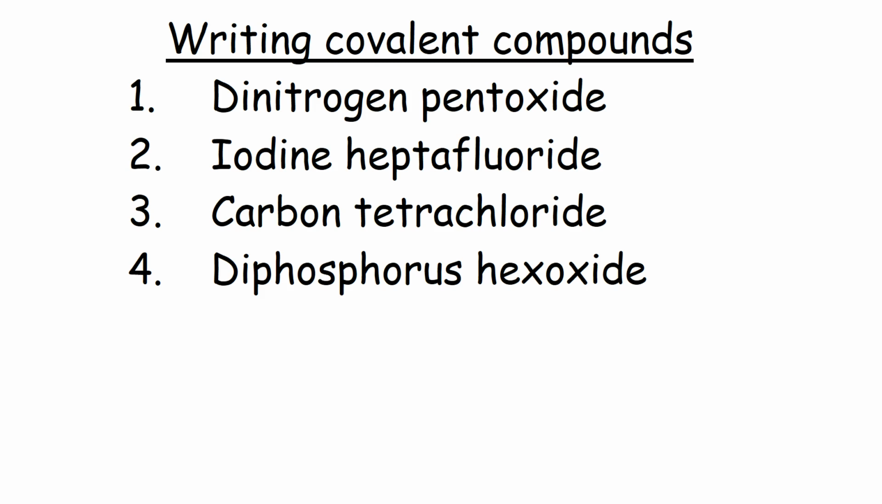Now, flipping it the other way, going from the name to the formula. All I really do is I look at the name, I look at the prefixes. So dinitrogen, what is my symbol for nitrogen? My symbol for nitrogen is an N. The di tells me it's going to be N2. Oxide is O. And pent tells me it's 5. So go ahead, try the rest of these, and I'll write the answers in a minute.